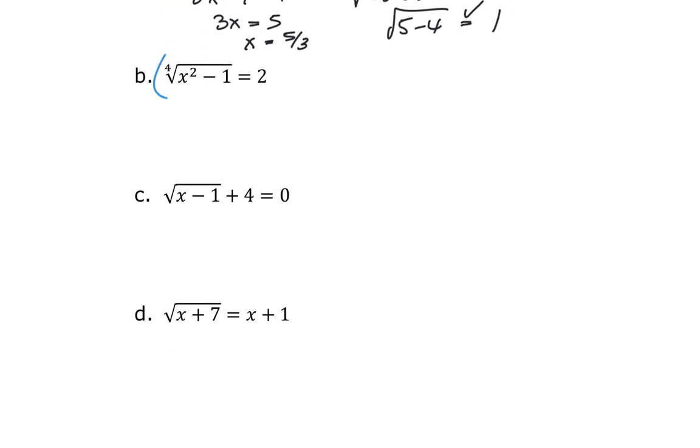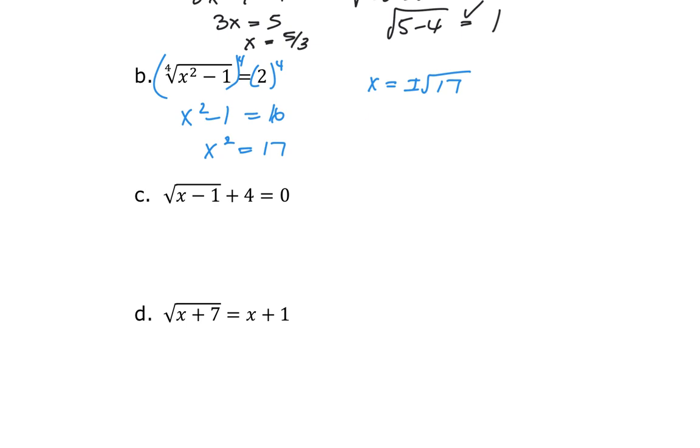This has a power of 4, so I'm going to raise this side and this side to a power of 4. So I'm going to be left with x squared minus 1 is equal to 2 to the 4th, which is 4 times 4, which is 16. So I'm going to add 1 to both sides, so I get x squared is equal to 17. So x is equal to plus and minus the square root of 17. I took the square root of both sides. Because I had x already isolated, I was able to solve this way.